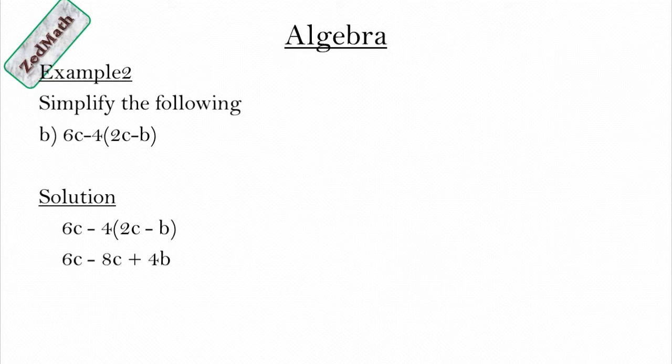Now again, we can make sure that we've got a single term where there's 6c and negative 8c, so that we have negative 2c plus 4b, since 6c minus 8c is negative 2c.